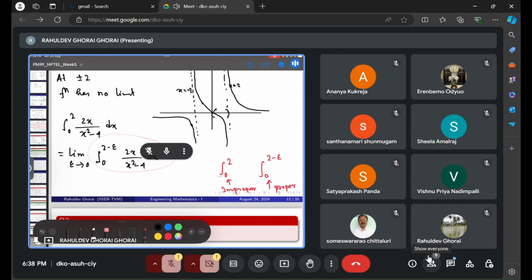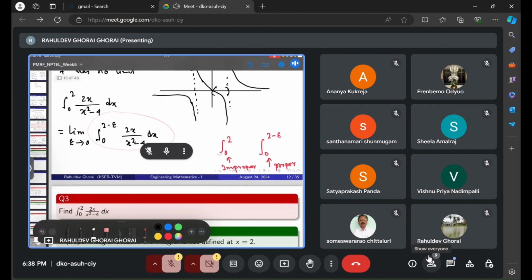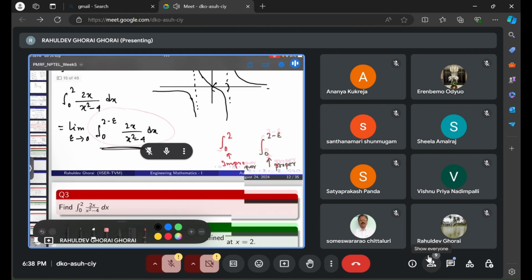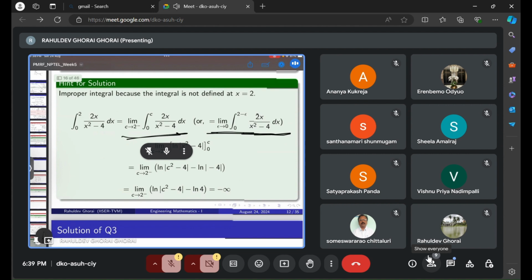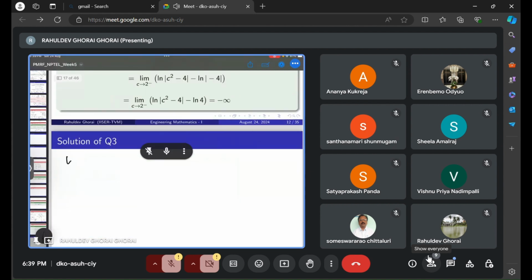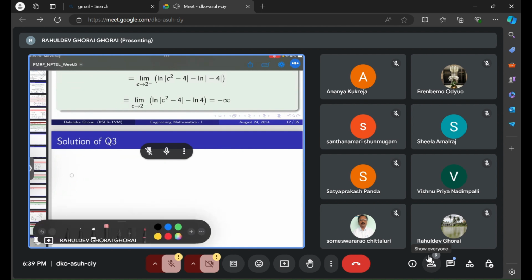So now we'll evaluate how to do this integration. See, this is the hint for the solution. We do it like this. You can take epsilon tends to 0 to minus 2 also, and there is a way to do it like this. I'll send this anyway, this PDF will be shared with you. No problem. I'll do this one: limit as epsilon tends to 0. Let me write it fully.